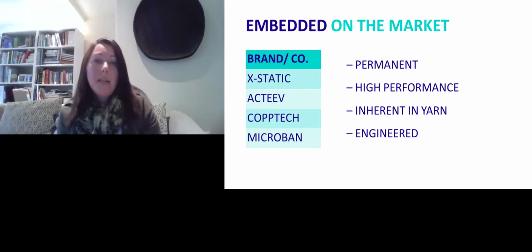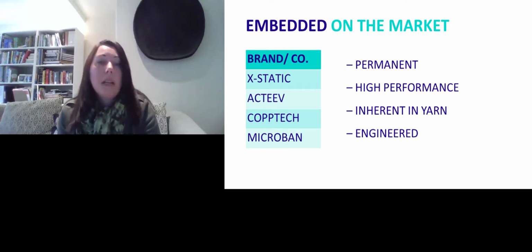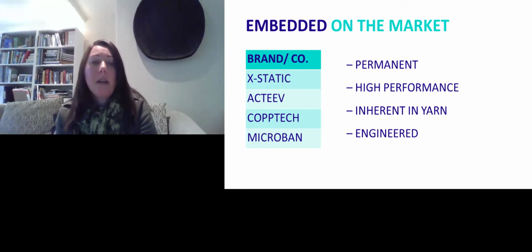So when we embed, we talked about the polymer embedding the agent into the fiber. There are brands out there like Ecstatic, Active, COPTECH, and Microban also has an option. This is a permanent, inherent, high performance performance that is embedded into the yarn, right? So you're getting the longest lasting. This is going to last for the lifetime of that garment.